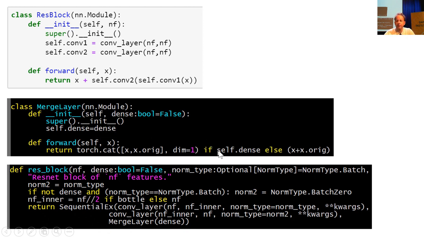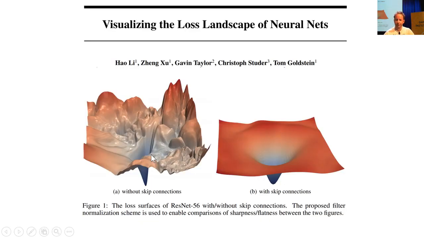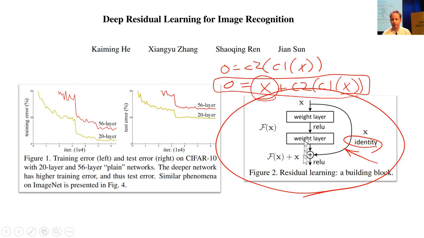What happens if you do? Well, it doesn't go x plus x.orig, it goes cat x comma x.orig. In other words, rather than putting a plus in this connection, it does a concatenate. That's pretty interesting, because you have your input coming into your res block, and once you use concatenate instead of plus, it's not called a res block anymore, it's called a dense block. And it's not called a ResNet anymore, it's called a DenseNet.